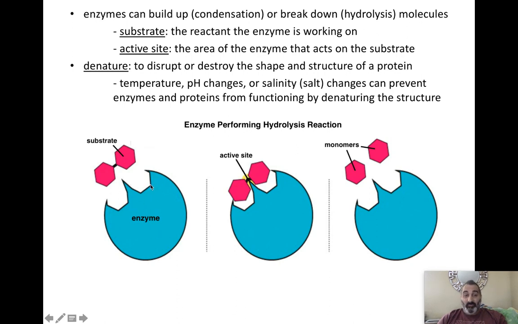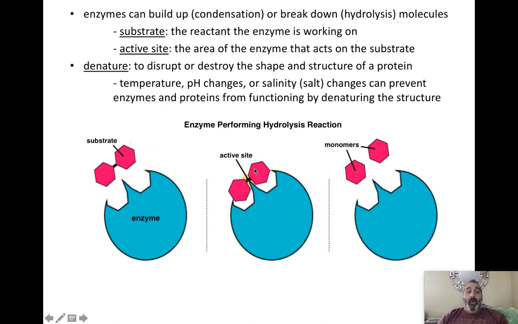So what does the enzyme do? The active site attaches to the substrate, and then it breaks down the bonds that are holding it together. And if it's doing that, what kind of reaction? It's doing a hydrolysis reaction. So water was needed for this reaction to take place, and now it's broken apart into its monomers.